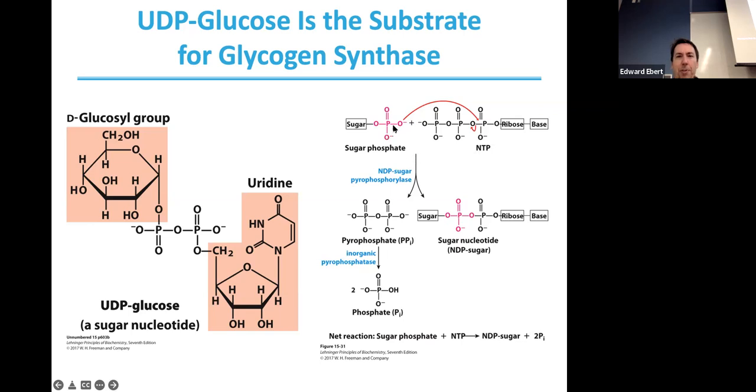Our sugar phosphate is going to attack the phosphate group of our UTP, transfer one of those phosphates there, and the pyrophosphate gets cleaved off as pyrophosphate, which can be converted into inorganic phosphate through inorganic phosphatase. But we now have 2 phosphate groups that attach our sugar to our nucleotide base. So that's why we'll often see our sugars will have an NDP, nucleotide diphosphate sugar. We're cleaving off 2 phosphates, but the phosphate group of a phosphorylated sugar attacks the nucleotide triphosphate.